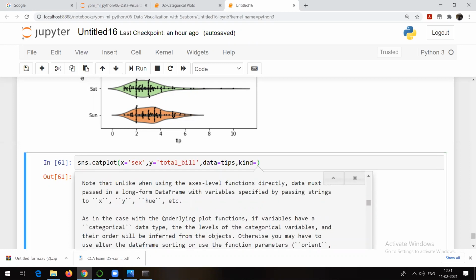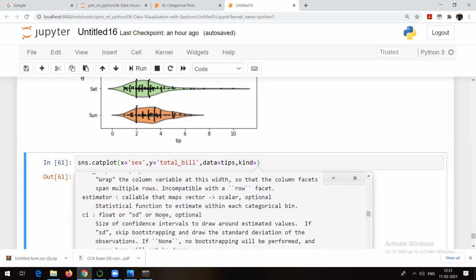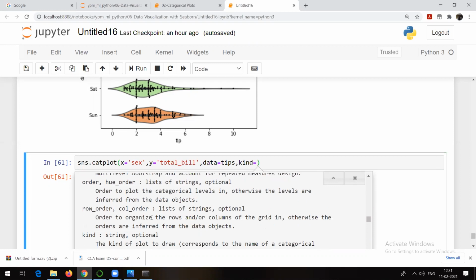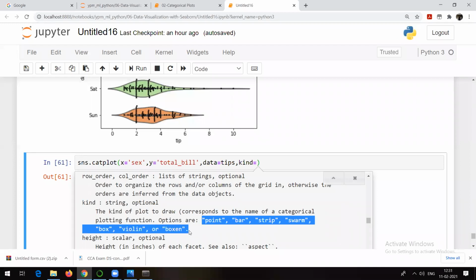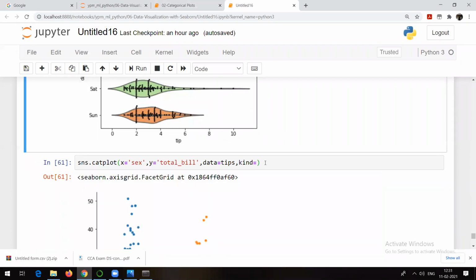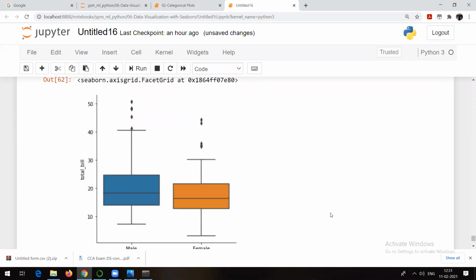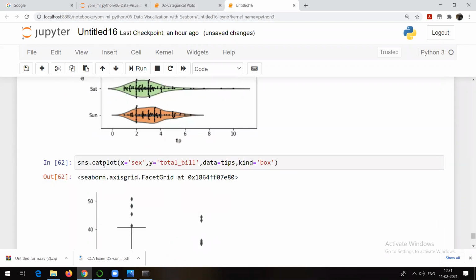But what are the other values for the kind parameter? It must be given in the help itself. Let us check that. See, it can be point, bar, strip, swarm, box, violin, or boxen. Let's try it out with box plot. Now you'll be able to see the box plot, right? So in catplot, you just need to give the kind parameter. That's it.